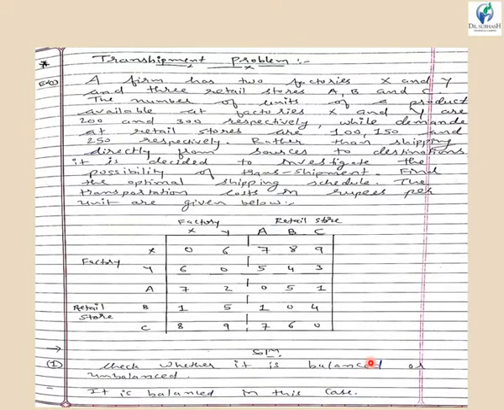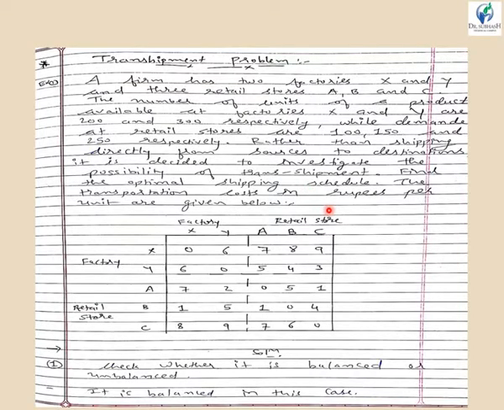Okay, so this is the data that is given to you. A firm has two factories. There are two factories, X and Y, and three retail stores, A, B and C. The number of units of a product available at factory X and Y are 200 and 300 respectively, while the demand at retail stores are 100, 150 and 250 respectively. Rather than shipping directly from sources to destination, it is decided to investigate the possibility of transshipment. Find the optimal shipping schedule.